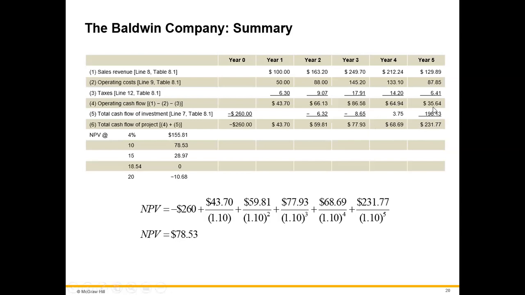Now let's take a look at year 5. Here's our sales in cash minus our operating costs minus our taxes. Where does this 196.13 come from? Let's go back.